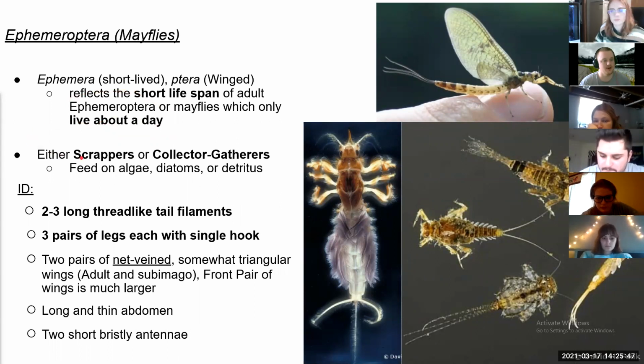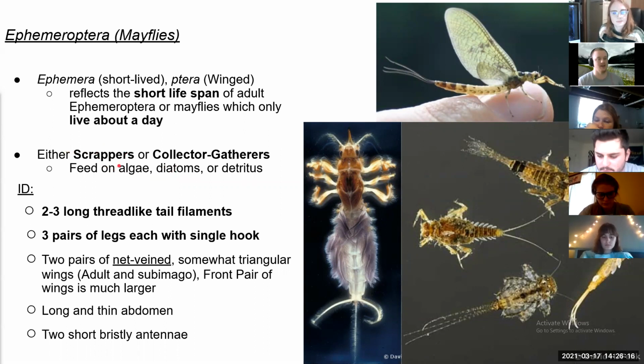These organisms are what we would classify as scrapers or collector-gatherers, and that depends on the exact species of Ephemeroptera, and maybe partially on the life stage. We'll get a little into that. But mainly they feed on algae, diatoms, or detritus. So the detritus would be more for your collector-gatherers, and the algae and diatoms would be more your scrapers.